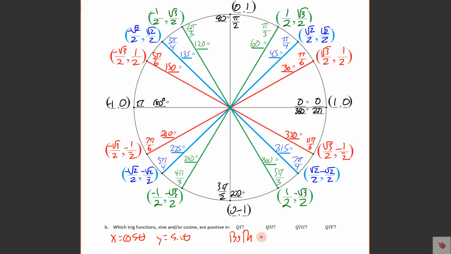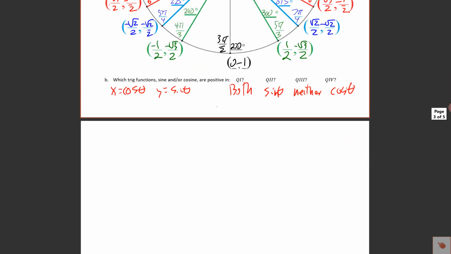Which one's positive in quadrant 2? Sine, because we're looking for the y coordinate. The y coordinate's positive, so the sine is going to be positive. The cosine's going to be negative. What about in quadrant 3? Neither. They're both negative, so we're going to put neither. In quadrant 4, the cosine of theta is going to be positive. Everybody good there? Okay, flip the page over.